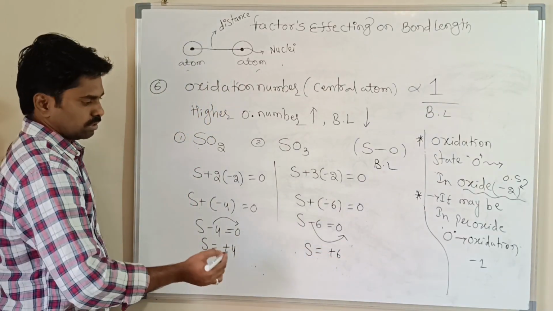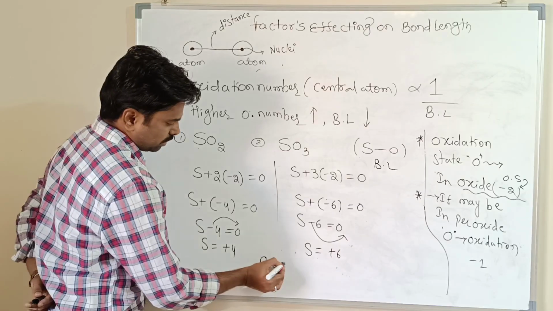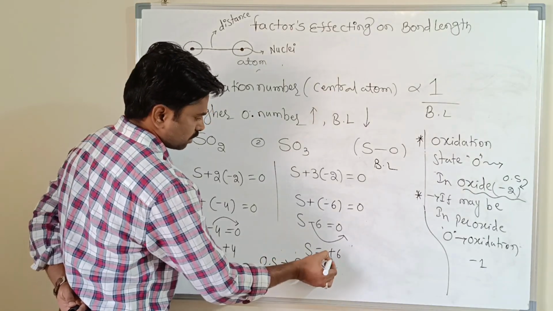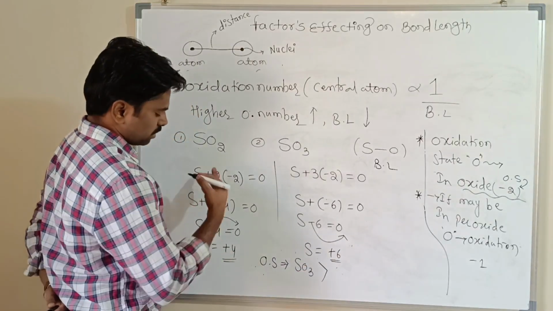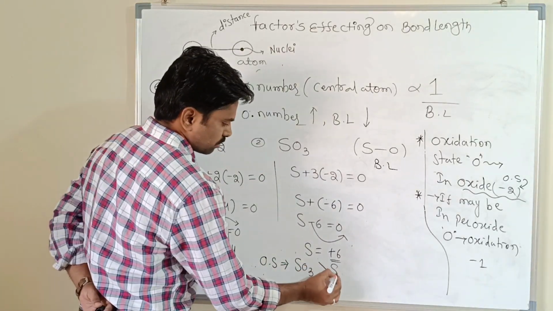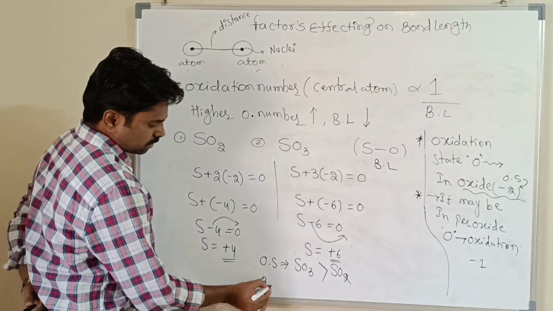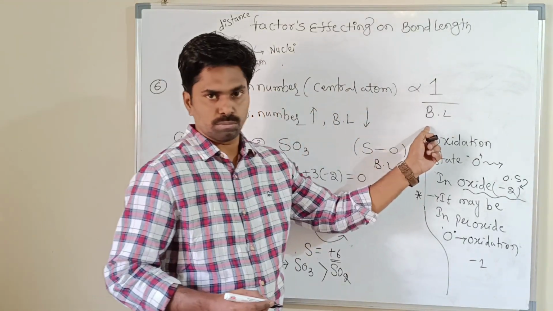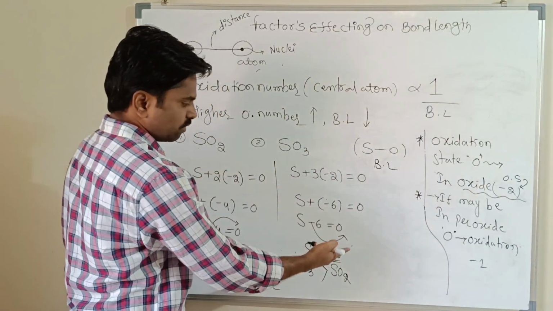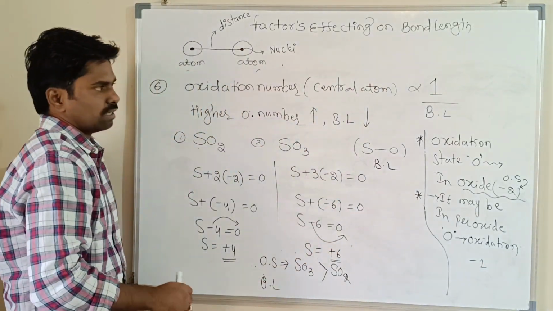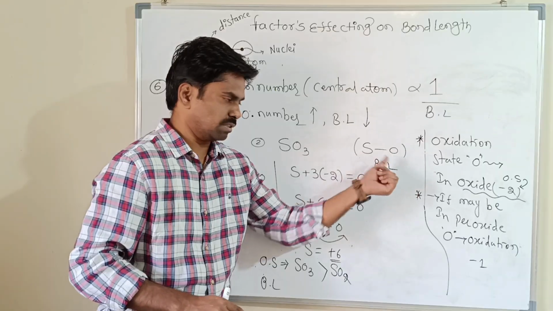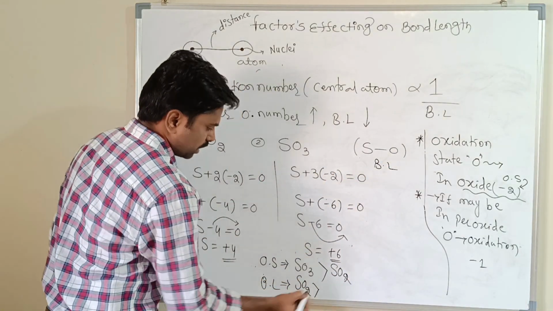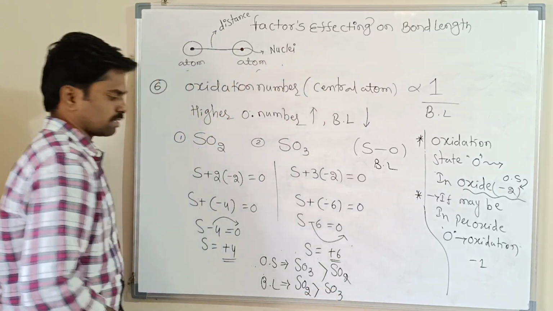So finally, you calculated the oxidation state in both examples. Sulfur trioxide has the highest oxidation number, that is the value 6. In sulfur dioxide, it is plus 4. But what about bond length? Very good. As I already mentioned, oxidation number and bond length are inversely proportional. The one with the highest oxidation number has the shorter bond length between sulfur and oxygen. So the bond length is greater in sulfur dioxide than in sulfur trioxide.